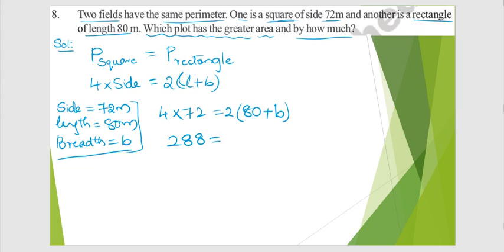288 is equal to, so if I multiply, what am I going to get? 288 is 160 plus 2 times B. Now when I transpose 160 to the other side, what am I going to get? 288 minus 160 is equal to 2 times B. So how much is left?